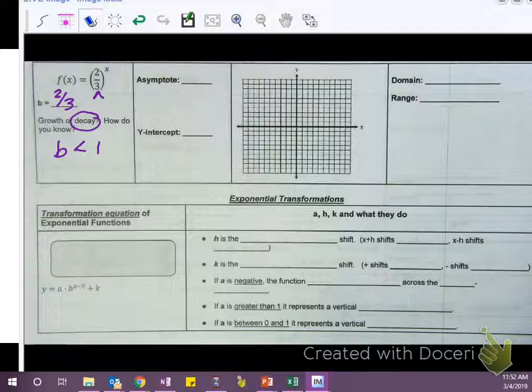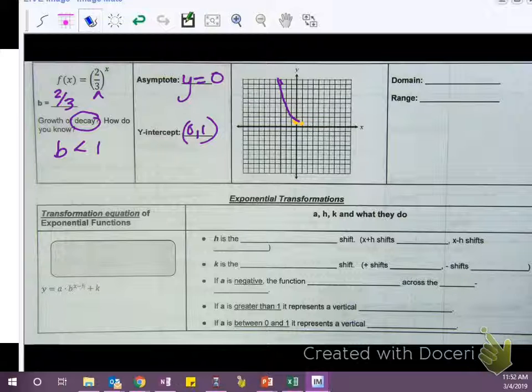We didn't move it up or down or left or right. My asymptote is still y equals 0. My y-intercept is still 0, 1. That's my critical value. So I know I'm still going to have a point at 0, 1. I'm going to have a point at 1, comma the base, which is going to be hard to do with that being so fat. So 1, 2/3 is now my other critical point.